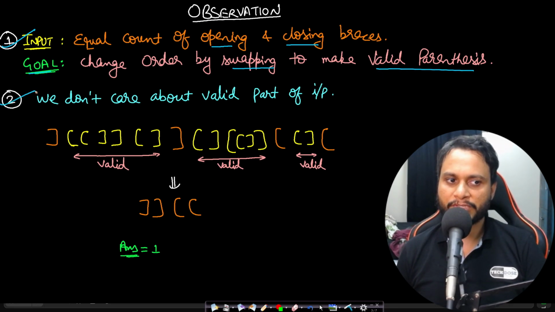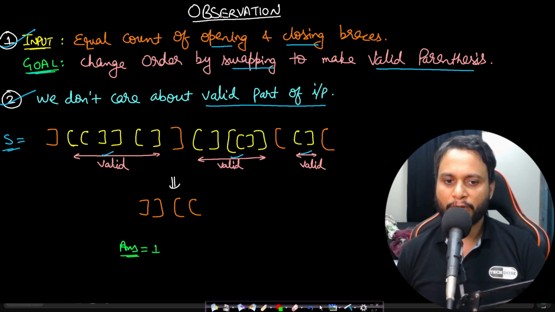The second observation is we don't need to care about any valid part of the input. Like let's say this is the string input s and the yellow part is showing the valid bracketization while the orange part is showing the invalid portions. So if some part is valid, then I don't need to care about it. Only the invalid parts are of importance for our problem, and if I just trim out the valid part, then this is the invalid portion, and if you just do one swap, then you will get the result. So the answer should be 1 in this case.